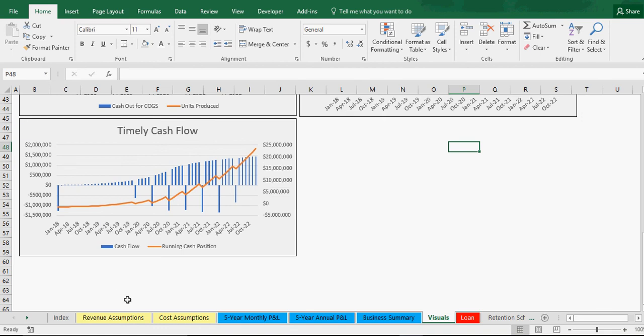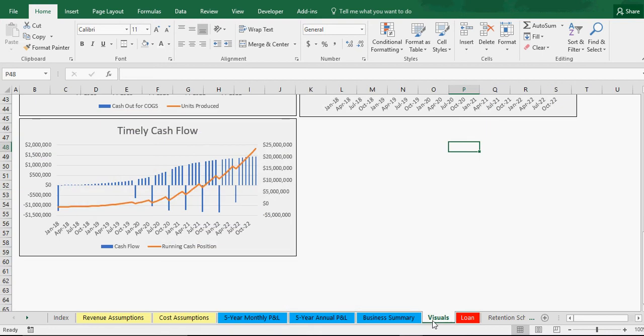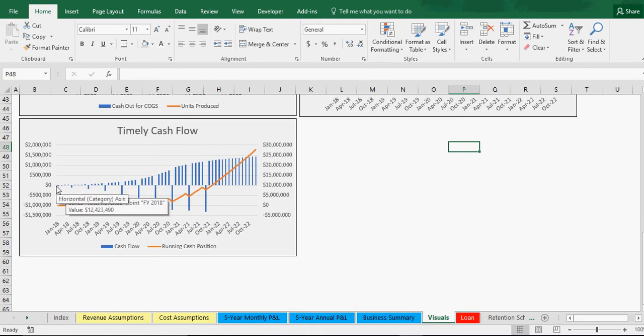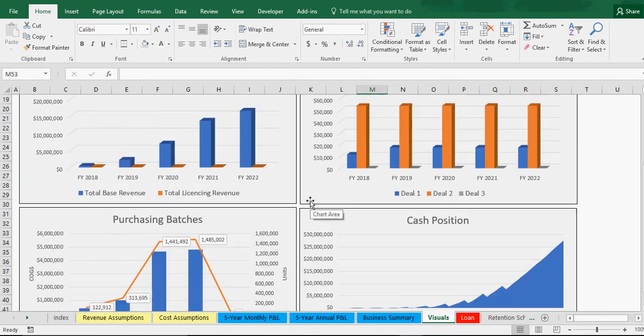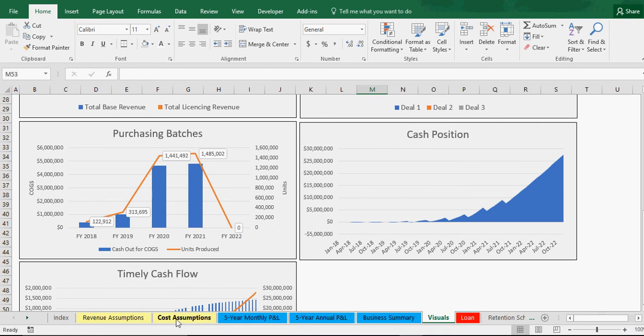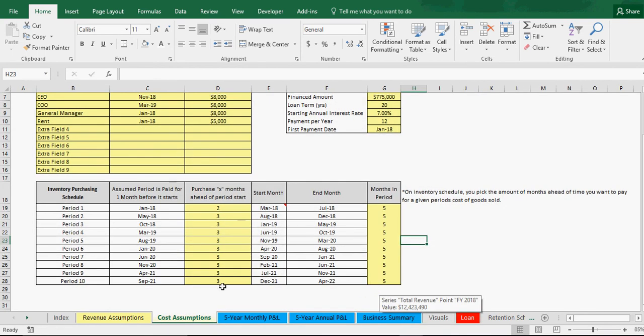Now, if we were to switch this back and put this back to 5, you can see the effect on this visual. Now you have your bigger inventory purchases happening as you grow, and you can see how that affects all of these. And this is 0 because now, based on the schedule in 2022, you're covered through April of 2022, and your last purchase is in September.